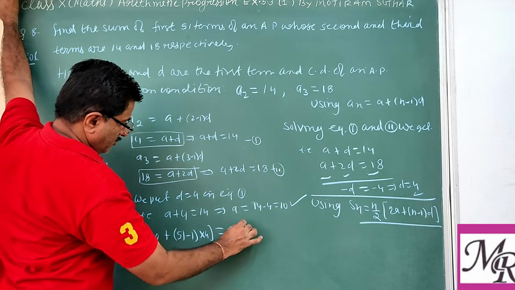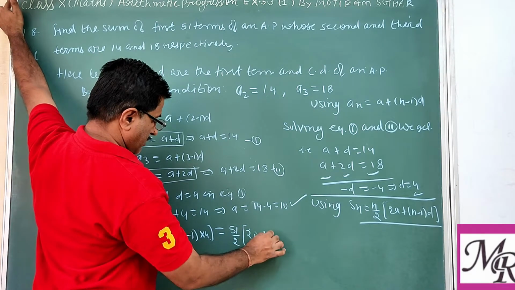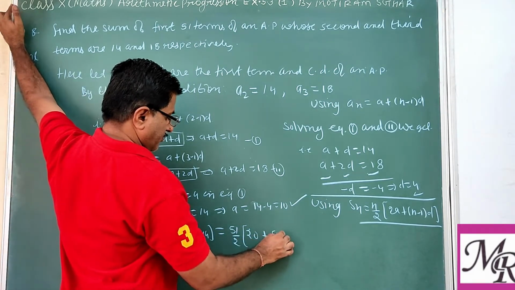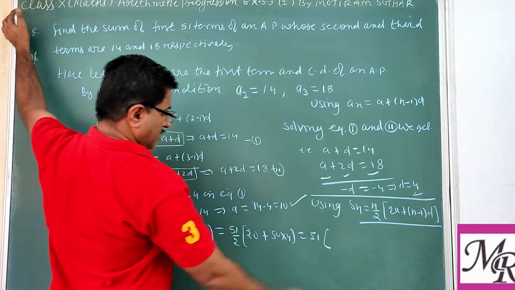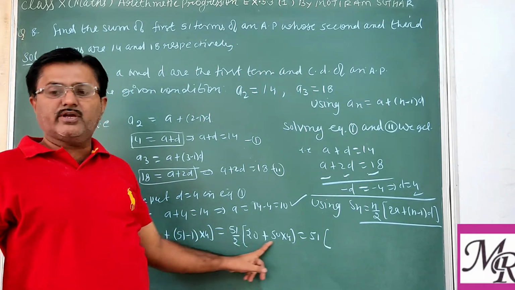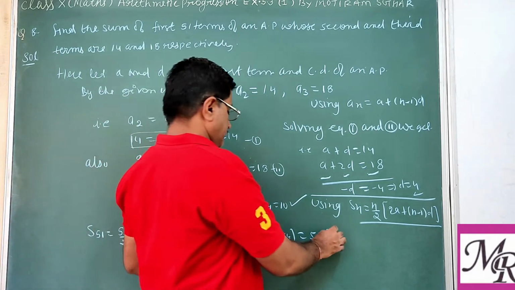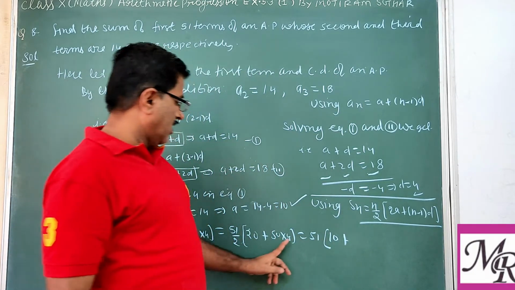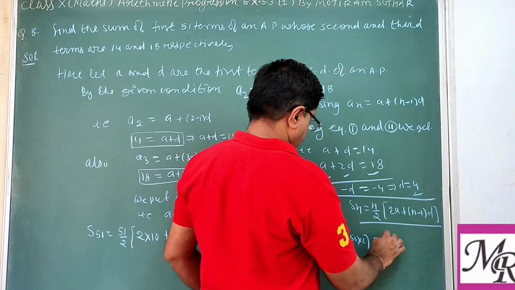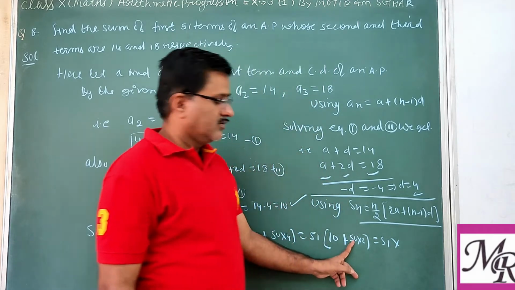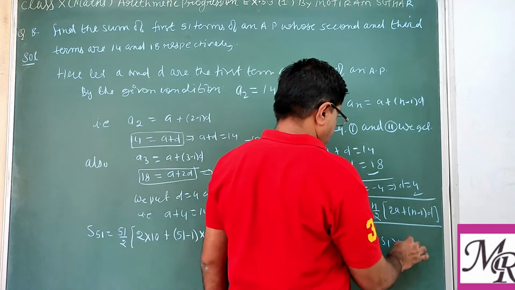51 by 2, this 2 into 10, 20, plus 50 into 4. Or one may write it in this way, 51. Now throughout the bracket we can divide by 2. So 2 divides 20 ten times, 2 divides 4 two times. So 51 into, 50 into 2 is 100, plus 10, 110.